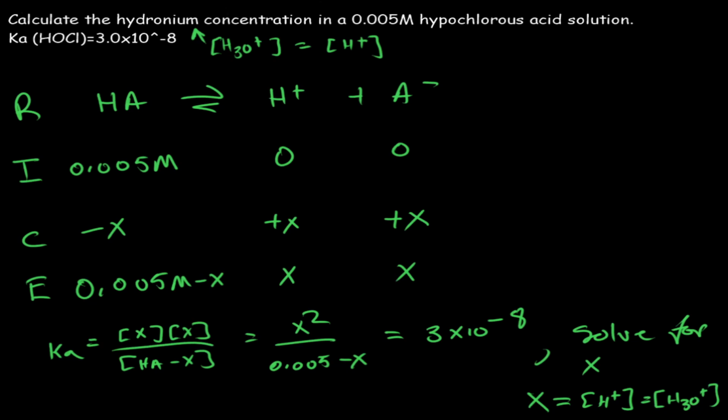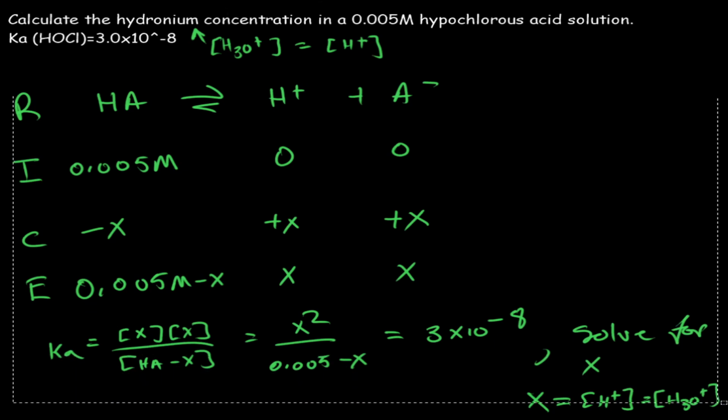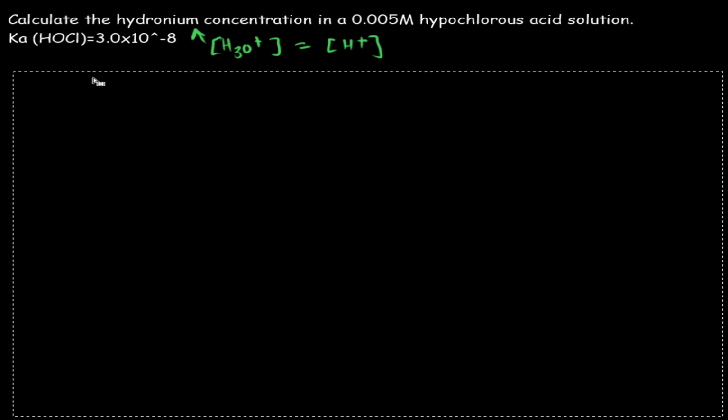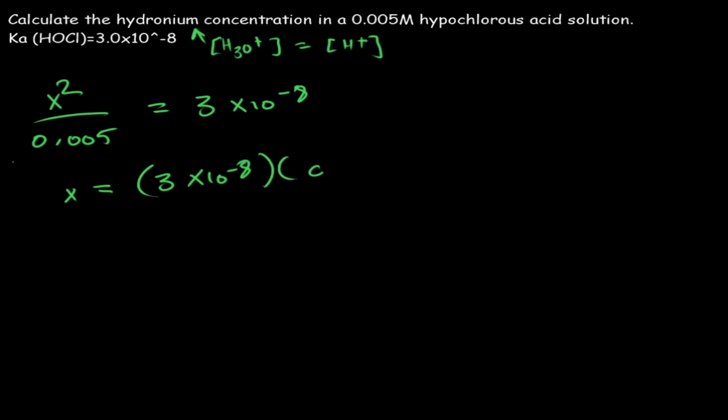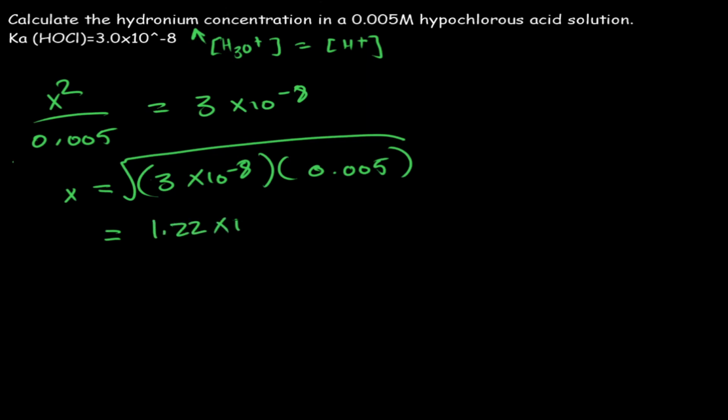Okay, so we know that there's two ways to solve for X. We can either use the approximation method, or we can use the quadratic formula. Depends if the approximation method works. So we'll start with the approximation method. So we'll approximate that X squared over 0.005 is going to equal 3 times 10 to the negative 8. So our next step is to solve for x. So x is going to be equal to 3 times 10 to the negative 8 multiplied by 0.005, and we're going to square root that answer and take the positive square root of it, and we're going to get a value of 1.22 times 10 to the negative 5.